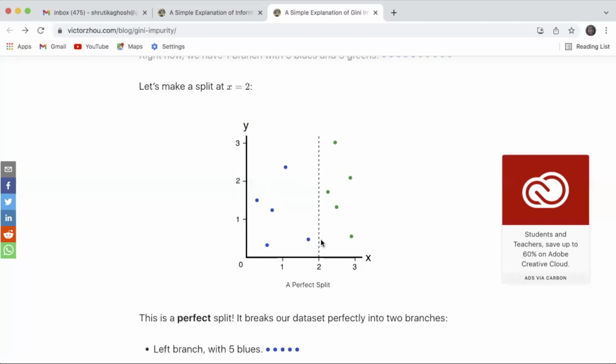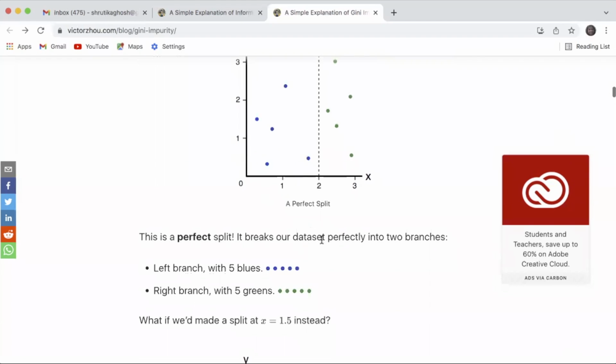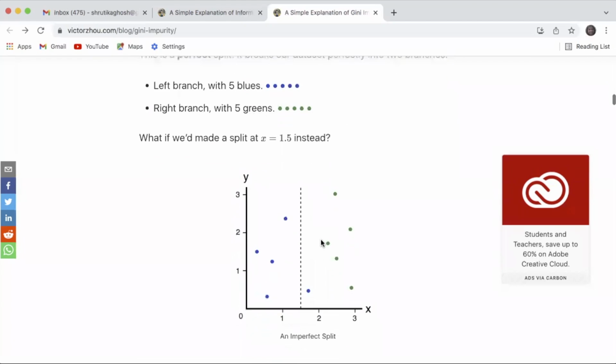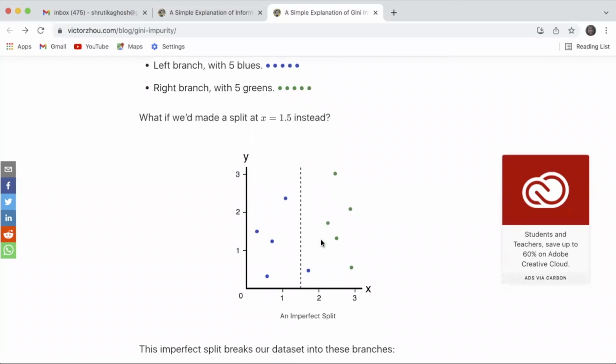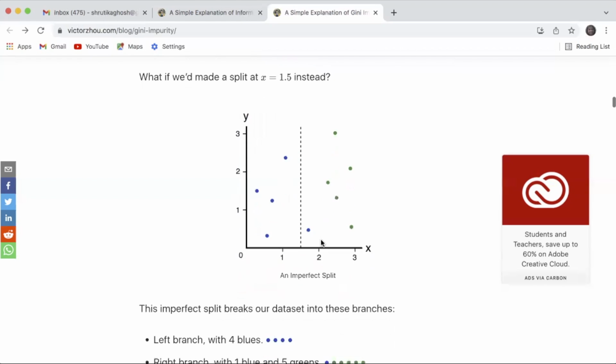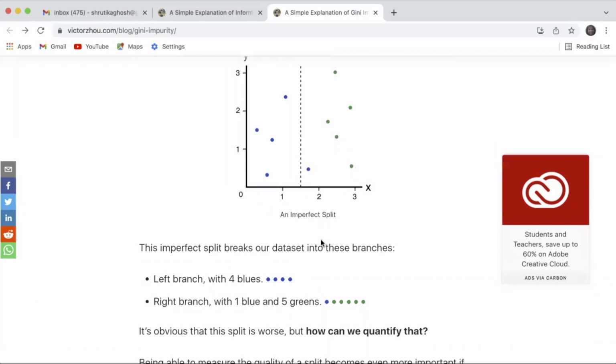So we will very easily be able to predict that if the value of x is less than 2, then it is definitely going to be a blue ball, otherwise it is going to be a green ball. This is a perfect split. Now what if we make a split at x is equal to 1.5? As you can see here, it is not a perfect split because one of the balls is going to the green area. So now we know that the first split is definitely better than the second split. But how do we quantify it?